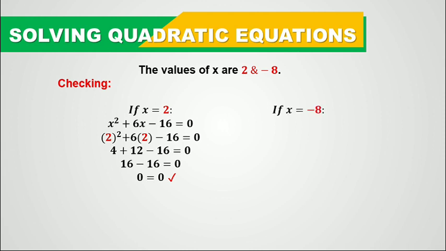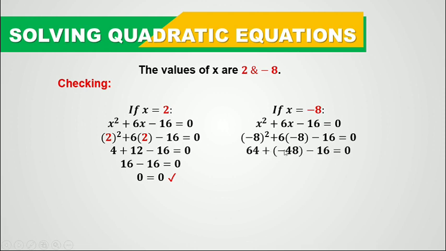Let's also substitute negative 8 into the given quadratic equation. So x squared plus 6x minus 16 equals 0. We substitute negative 8 for x, so this becomes quantity negative 8 squared plus 6 times negative 8 minus 16 equals 0. So negative 8 squared is 64, and then plus 6 times negative 8 is negative 48, minus 16 equals 0. This can still be simplified into 16 minus 16 equals 0. So 16 minus 16 is 0, equals 0.